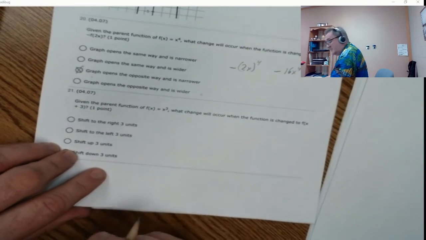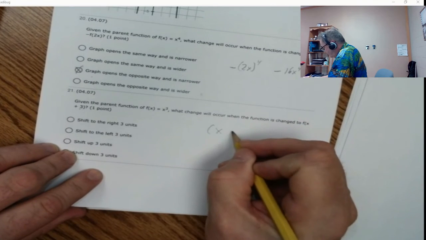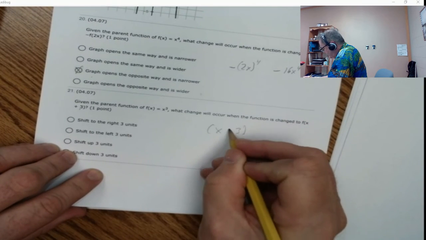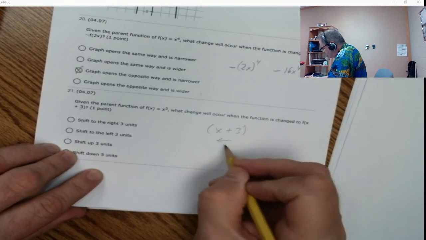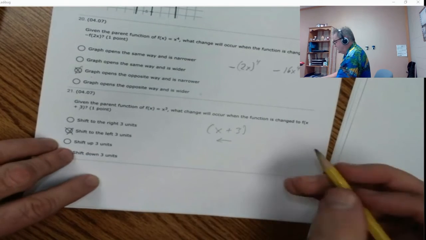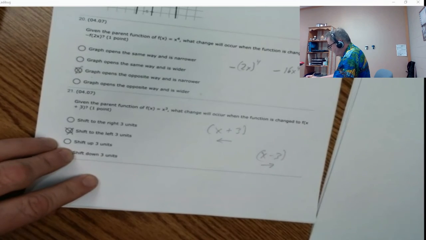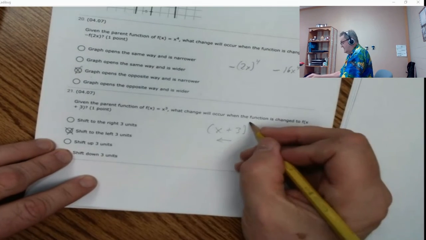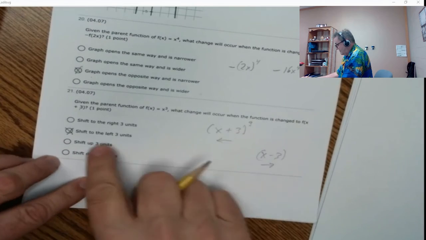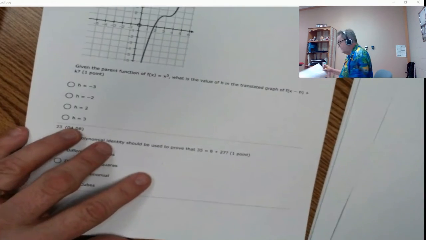Okay, given the parent function of f of x equals x to the 3rd, what happens when we do x plus 3? Remember, when it's inside with that, if there's a plus, that's going to make it move left. That's just the opposite of what you think, right? If it's x minus, it would move right. But since it's inside, it's going to shift left 3 units.